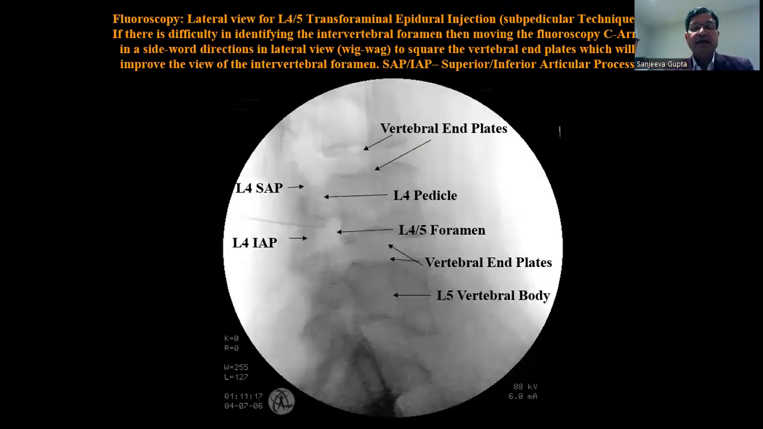So once the direction of the needle is assessed, now look at the depth of the needle. And again, identify the structures. That is the vertebral body. That is the pedicle there. Superior articular process, inferior articular process, L4-5 foramen, vertebral end plate, L5 vertebral body, and vertebral end plate. So identify the structures in each projection. It makes it safer, and you can see the tip of the needle is exactly in the intervertebral foramina, just below the pedicle. That's the reason it's called the subpedicular technique.